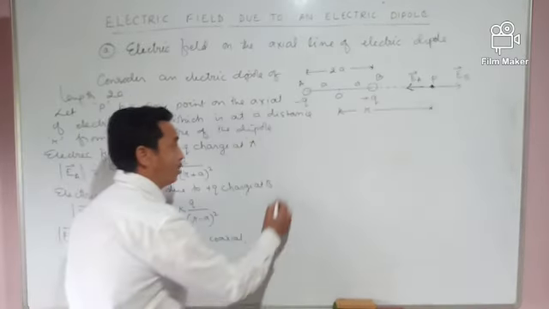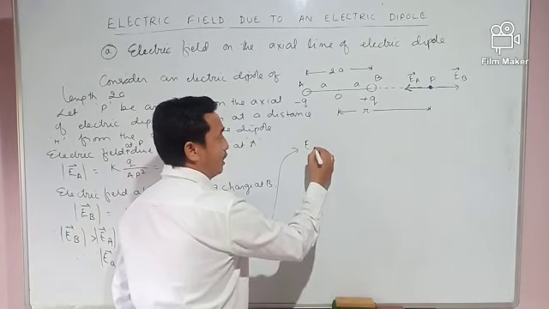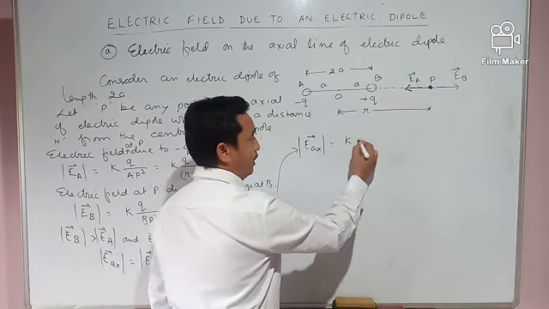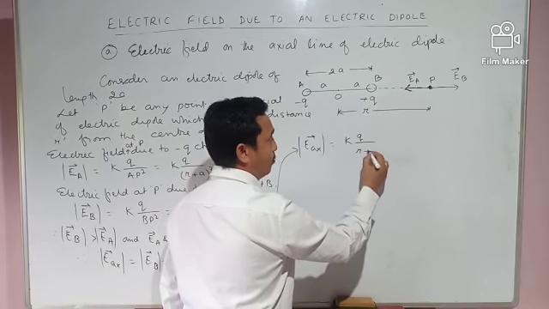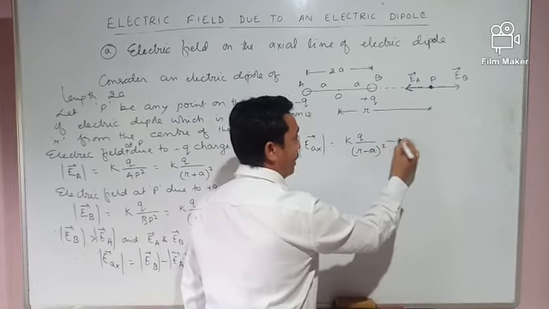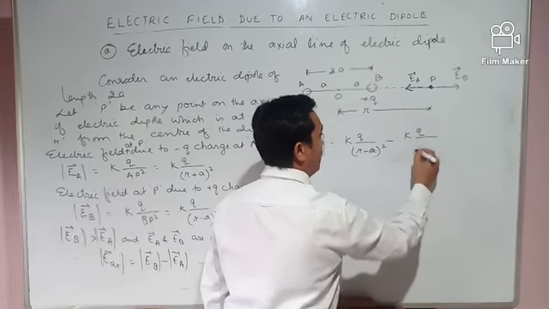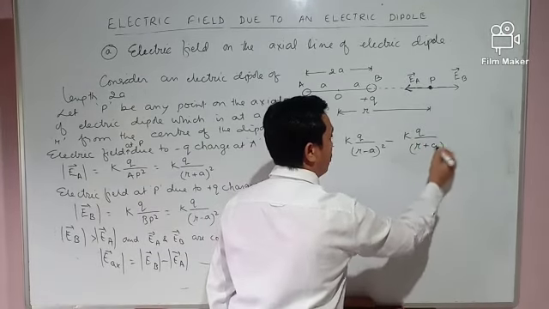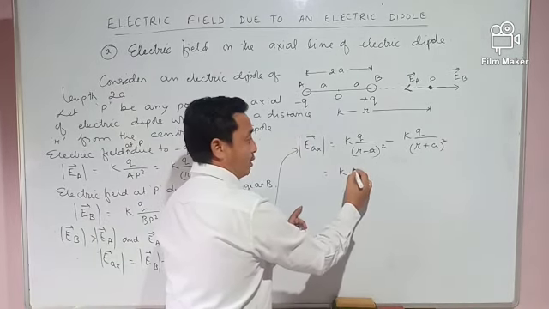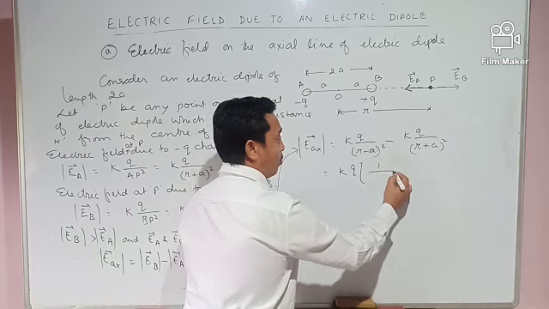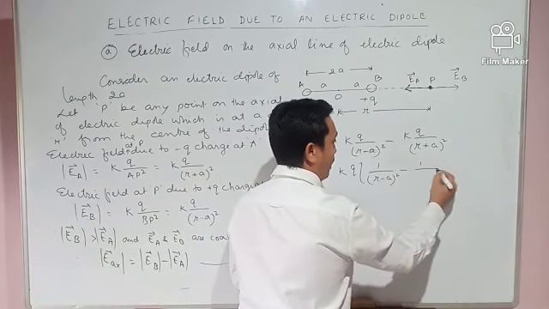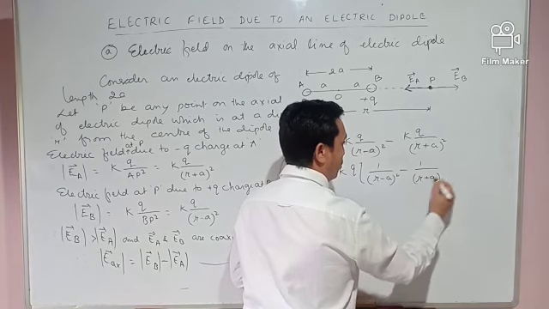So let us write what is EB magnitude. E axial magnitude is equal to EB, which is KQ by (R minus A) whole square, minus KQ by (R plus A) whole square. So now I will take KQ common: 1 by (R minus A) whole square minus 1 by (R plus A) whole square.